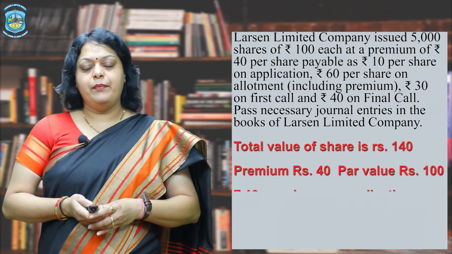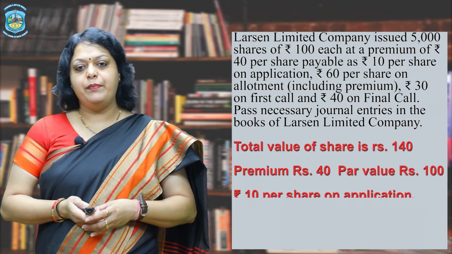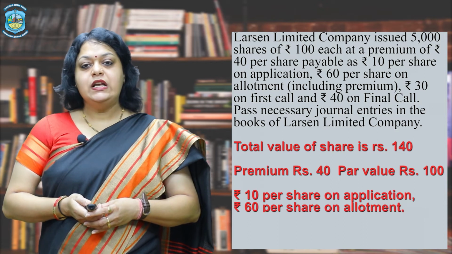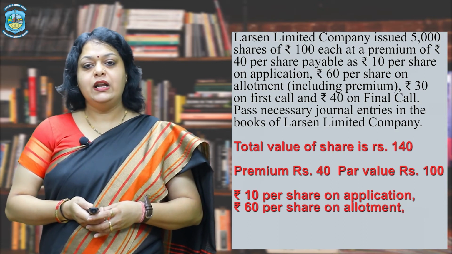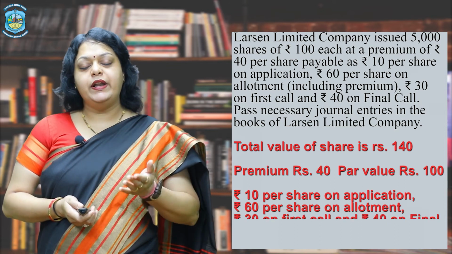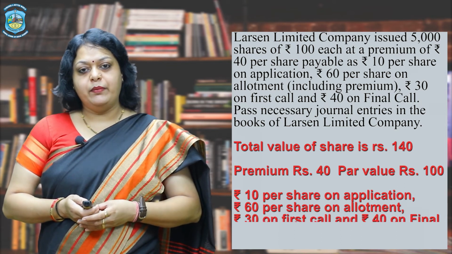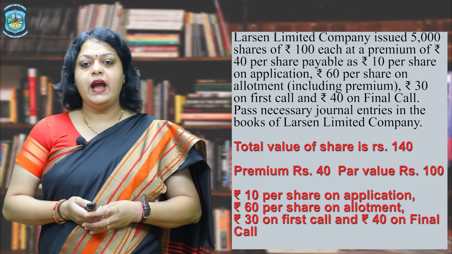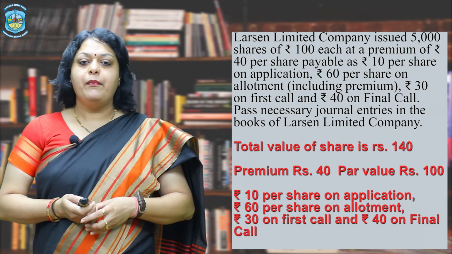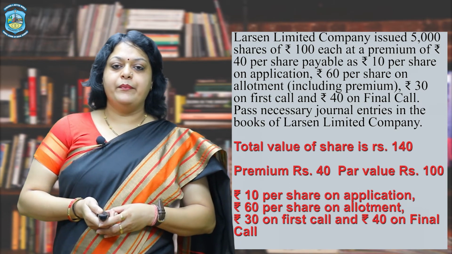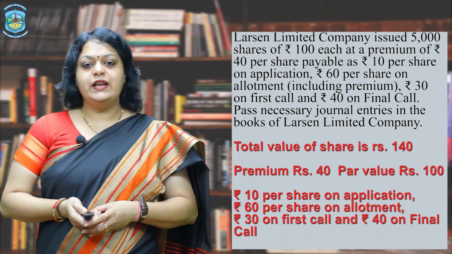So, share 40 per share payable as rupees 10 per share on application, 60 per share on allotment. 60 means 40 rupee of the premium and 20 rupee of the allotment money, including premium, and rupees 30 on the first call and 40 on the final call. Pass journal entries in the books of Larsen Limited Company. So, we will start with the journal entries here.